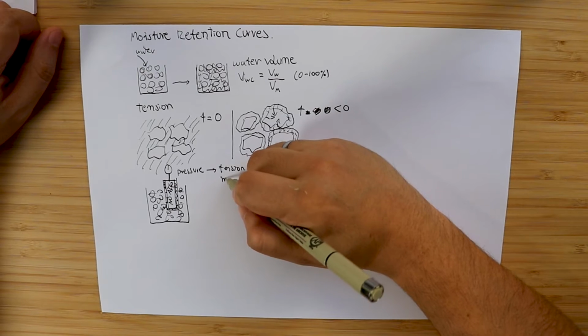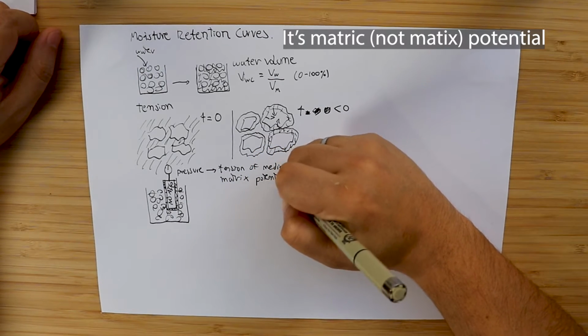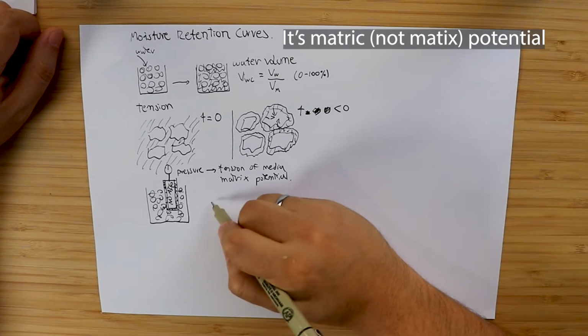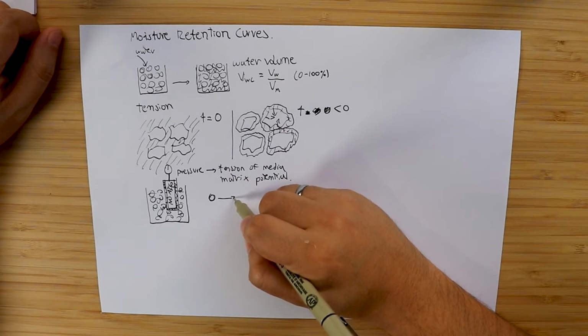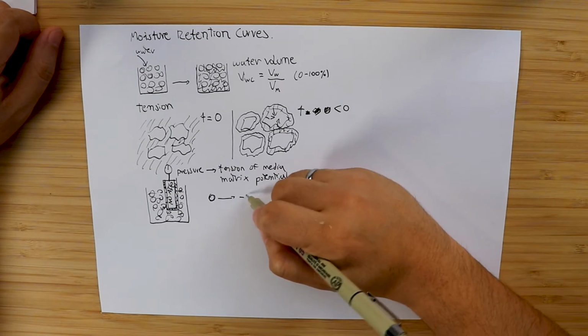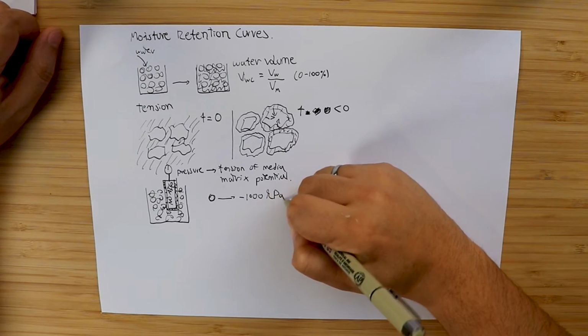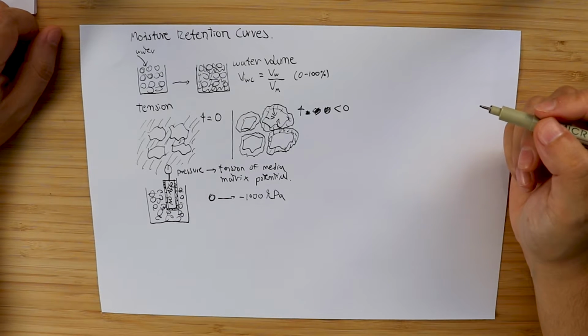This is also called the matrix potential. So if you ever hear the term matrix potential, it's related to this. It will always range between 0 at full saturation with freely available water to around 1000 kilopascals. This is measured in pascals, but kilopascals, because of the scale, is more adequate.